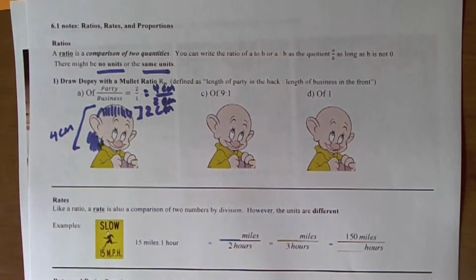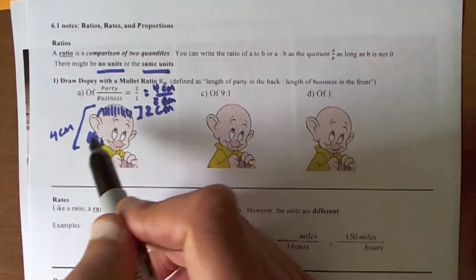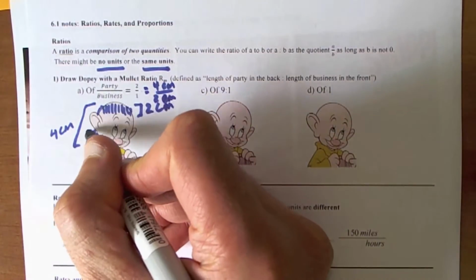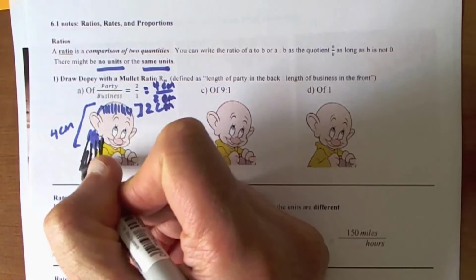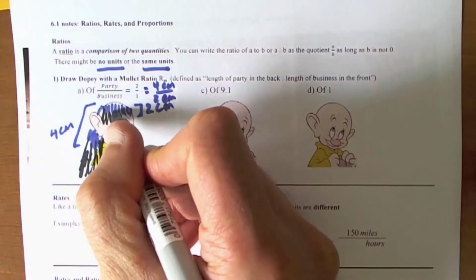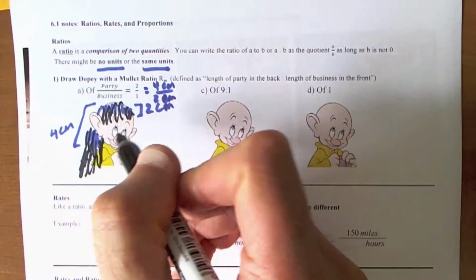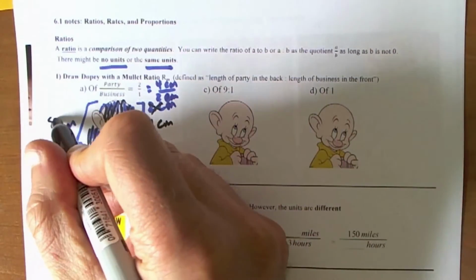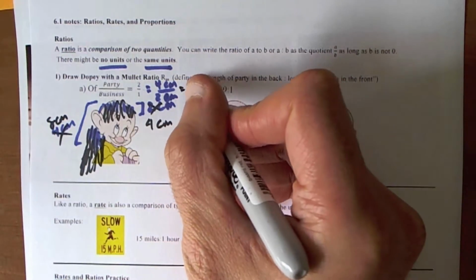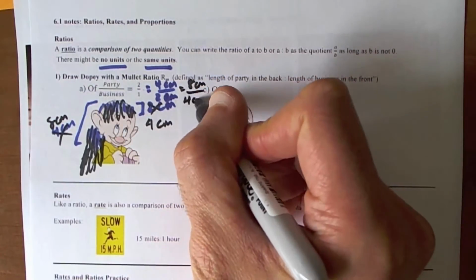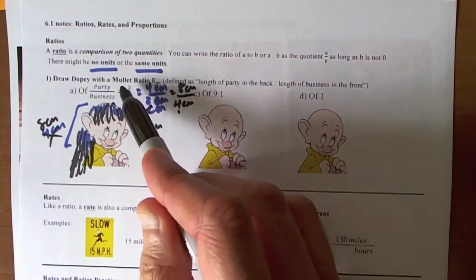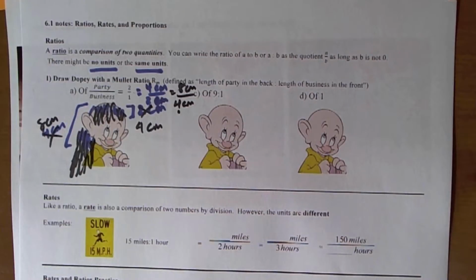But one of the key things I want to point out to you is that a ratio, of course, could be a different fraction with the same simplification. So if I change this, let's see, he grows his hair out, as long as we double everything, right? So if this was 4 centimeters, this would have to be 8 centimeters, right? 8 centimeter party, 4 centimeter business, and it's the same. 8 to 4 is the same as 4 to 2 is the same as 2 to 1. So you can play around with this.